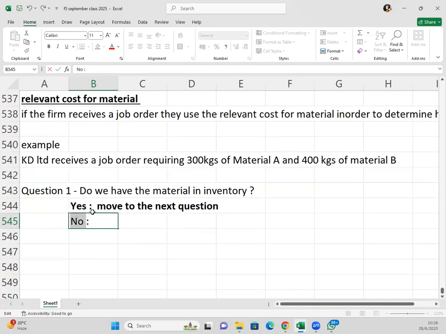If we don't have them in inventory, it means we have to go and buy the material. The order requires 300 kgs of material A, and we don't have the 300 kgs of material A. So to determine the cost of this, we have to go and buy this from the market. So the relevant cost is the cost of going to the market and buying these 300 kgs of material. So the relevant cost is the market price of this material.